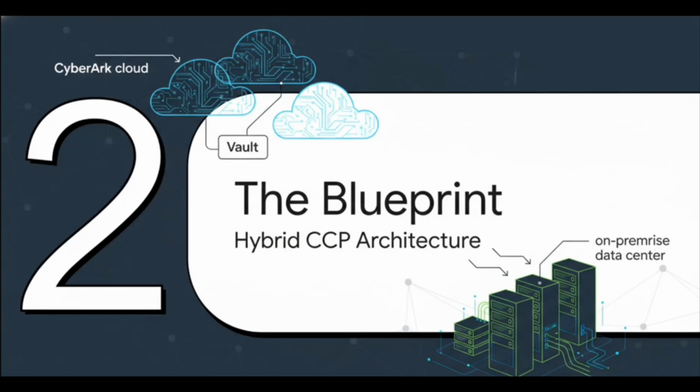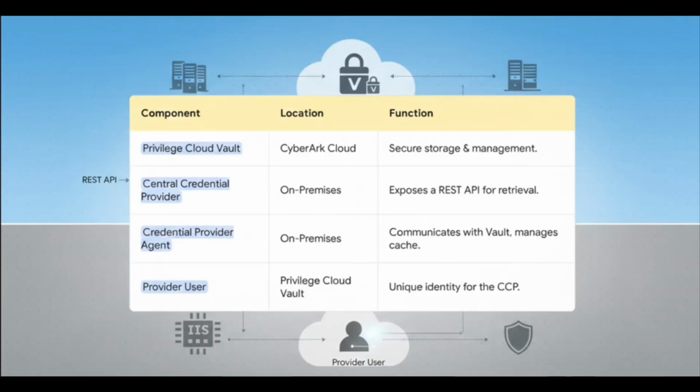All right, let's pop the hood and get into the architecture. How does this whole thing actually work when your vault is living up in the CyberArk cloud, but your CCP is sitting in your own data center? What's really cool here is the clear division of labor. Your main vault, the brain of the whole operation, is up in the CyberArk cloud, handling all the heavy lifting of storage and policy. Then, on your on-prem network, you have the CCP itself, which is really a web service running on a Windows IIS server. This is the front door for your apps.